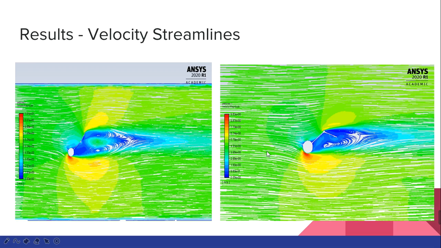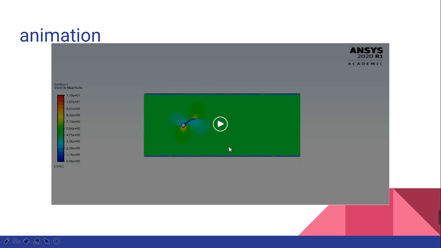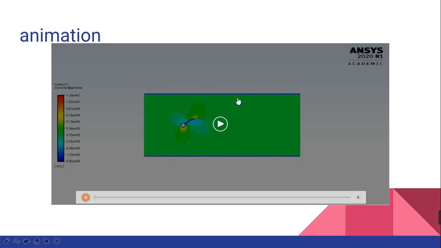From the velocity streamlines, we can see both the up and the down process. We can also see the recirculation phenomenon. This is the animation after tightening the coils, and it can move. We can see the detailed motions of the wings.